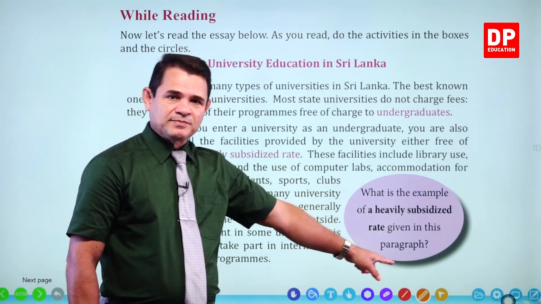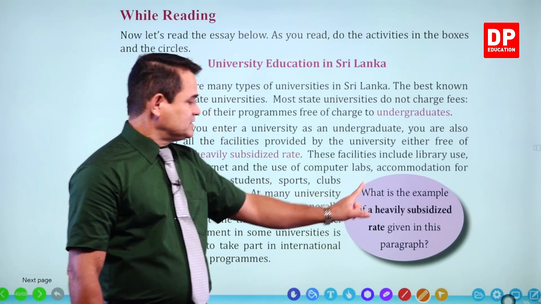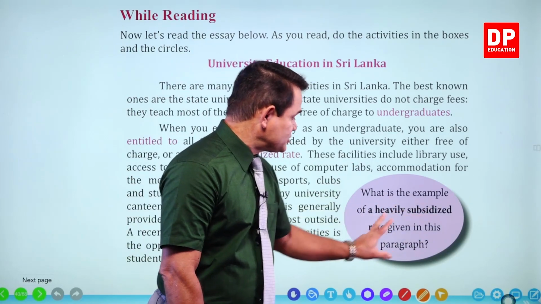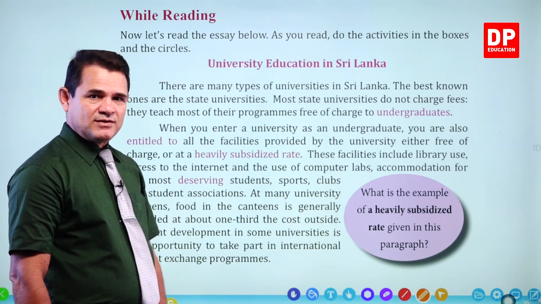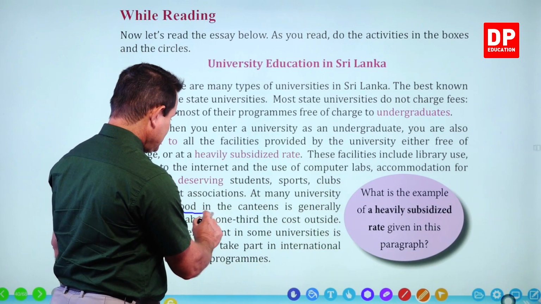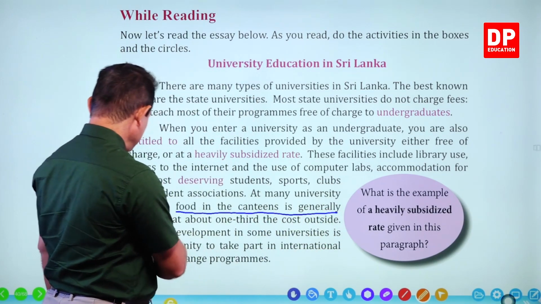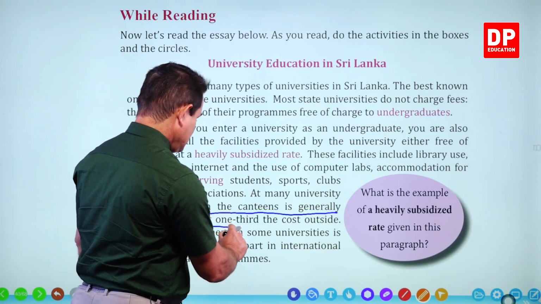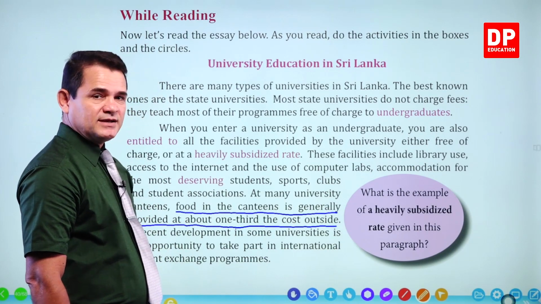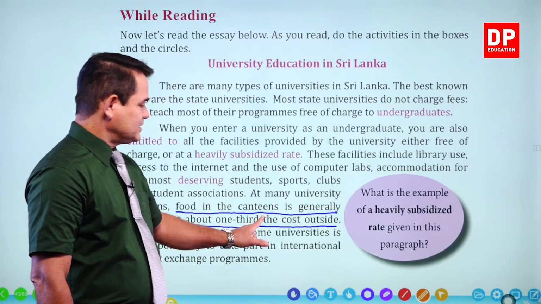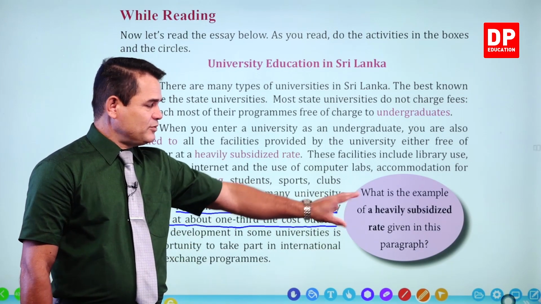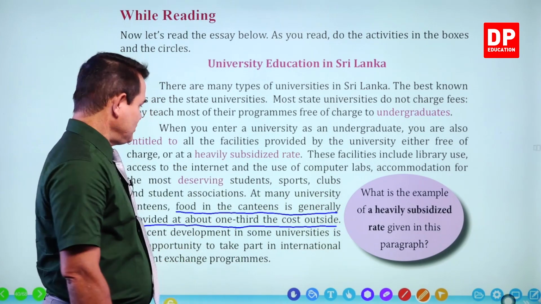We have one activity. What is the example? An example about a heavily subsidized rate. There is an example I told. What is it? At many university canteens, food in the canteens is generally provided at about 1/3 of the cost outside. It is clear to you all. I hope it is clear and you did the activity also given in this. Now let's move on to the next.